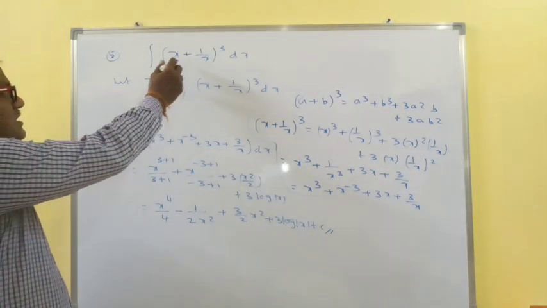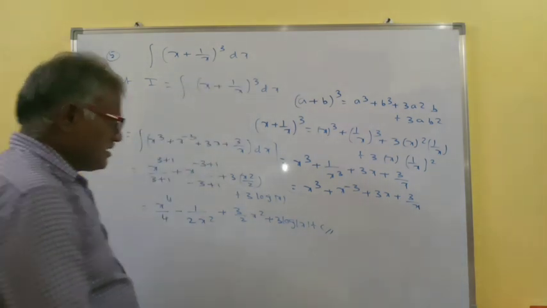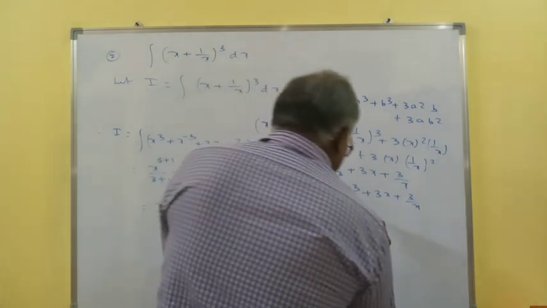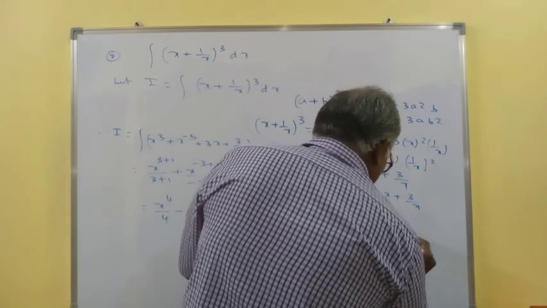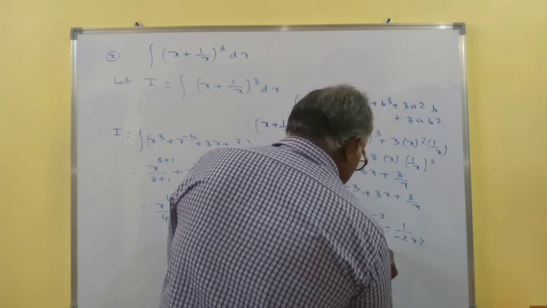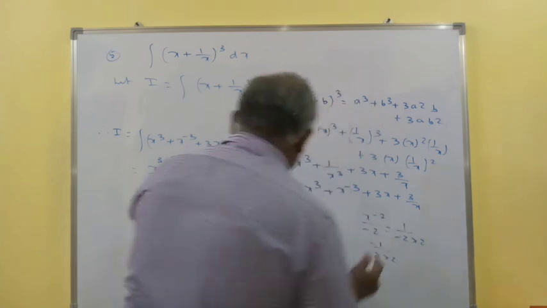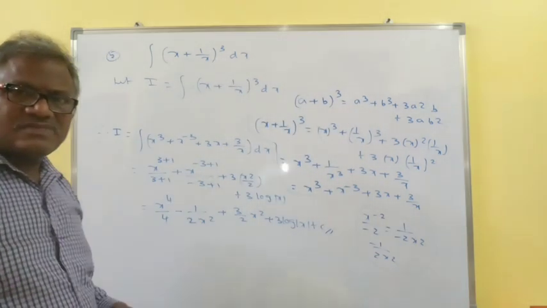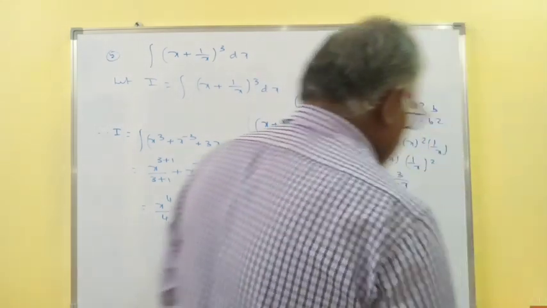1 plus x plus 1 by x whole cube. Here simplification, you see x power minus 2 by minus 2, that means 1 by minus 2 into x square, that means minus 1 by 2x square. So here is the simplification. Okay. Next one. Example 6.